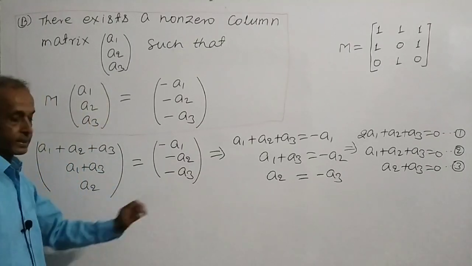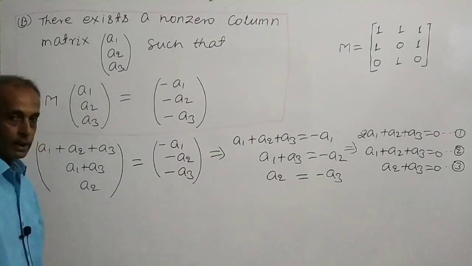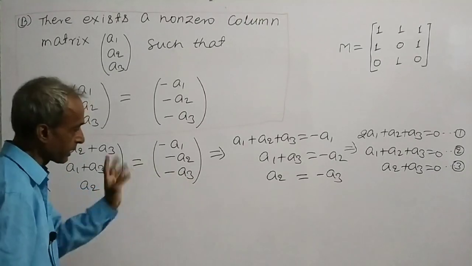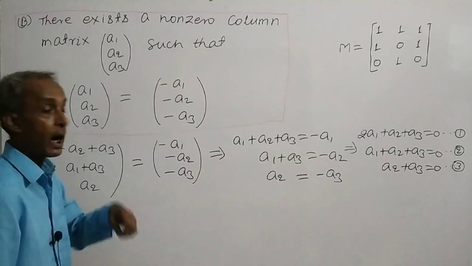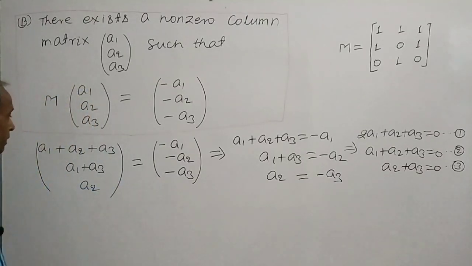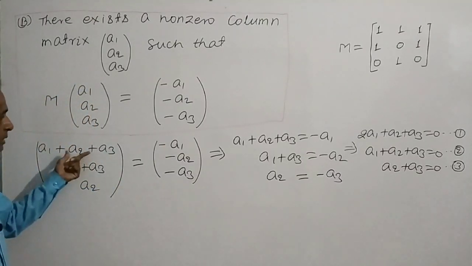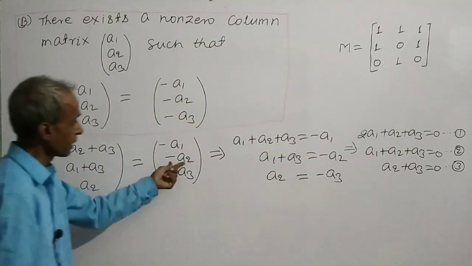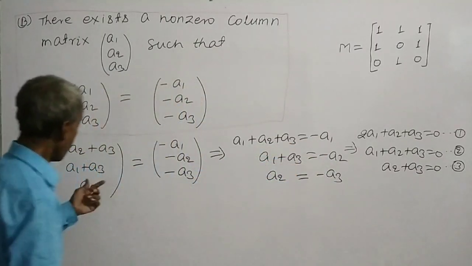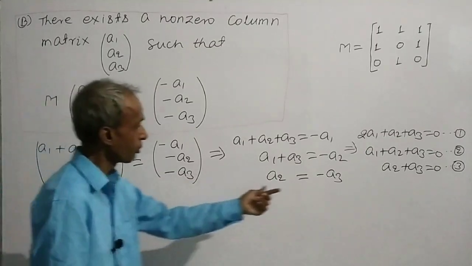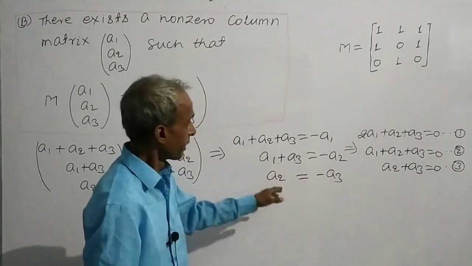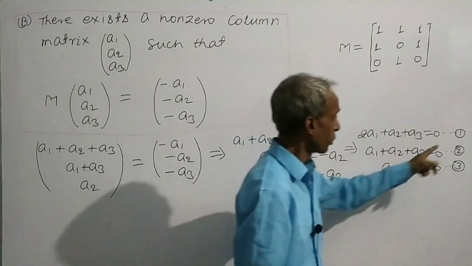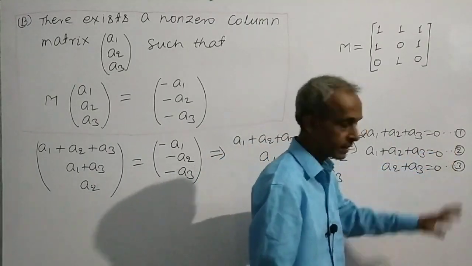When two matrices are equal, then elements at same position in two matrices are equal everywhere. Therefore, this will be equal to minus A1, this will be equal to minus A2, and this will be equal to minus A3. From this, we get these three equations. Suppose this is 1, this is 2, this is 3.